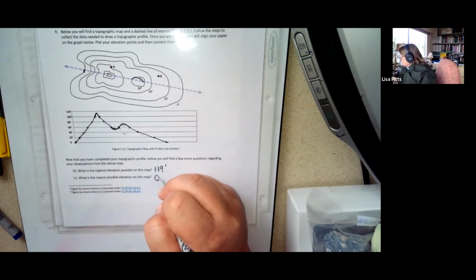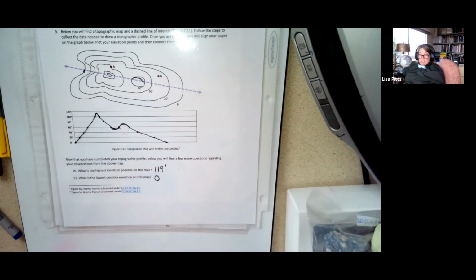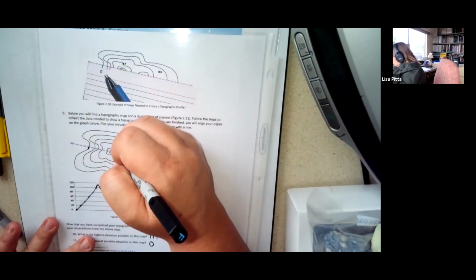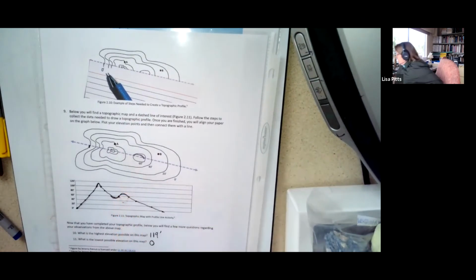What is the lowest possible elevation for this map? Well, in this particular case, we're just going to say 0. Contour maps usually don't show bathymetry unless they say they do, and bathymetry would be below sea level. So, yeah, we're just going to say 0. All right, the next thing says, locate the letter A on our map. What is its elevation? So here's A. So what is the elevation of that spot?